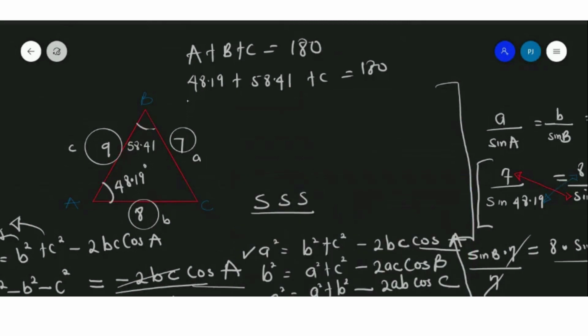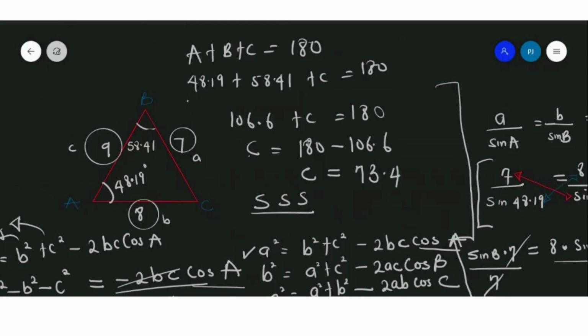Here we have 48.19 plus 58.41, which is 106.6, plus C is equal to 180 degrees. So C is equal to 180 degrees minus 106.6. So the value for C is 73.4 degrees. So this is our value for C, 73.4.